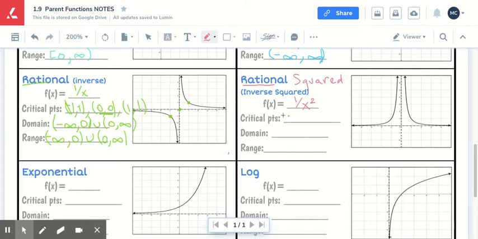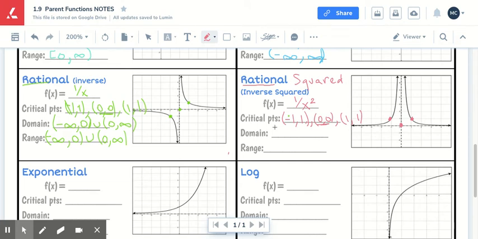Critical points on this one are -1, 1, 0, 0, and 1, 1. So again, like that last one, if I plot those points, -1, 1 is on the curve of the function. 0, 0 is not on the curve of the function, but 1, 1 is on the curve of the function. So the 0, 0 is actually the point of intersection of the vertical and the horizontal asymptote on this one as well. So there's a vertical asymptote at the y-axis and a horizontal asymptote at the x-axis.